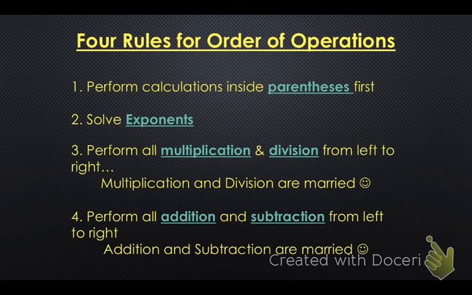Now, there are 4 rules for order of operations. First rule is you're going to perform calculations inside parentheses or brackets first. Step 2, you're going to solve exponents. They could also be square roots, but exponents. Step 3, you're going to perform all multiplication and division from left to right, and it's very important that you understand from left to right. This is where the mistake normally happens in 5th grade.